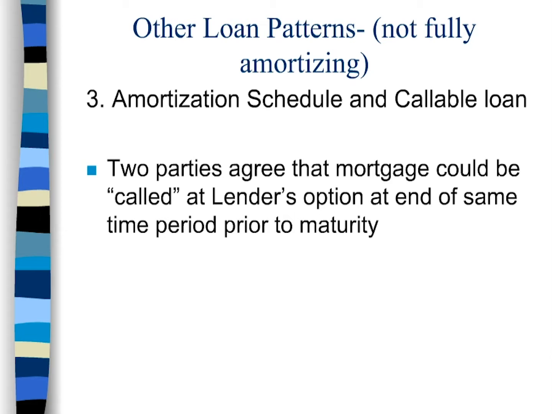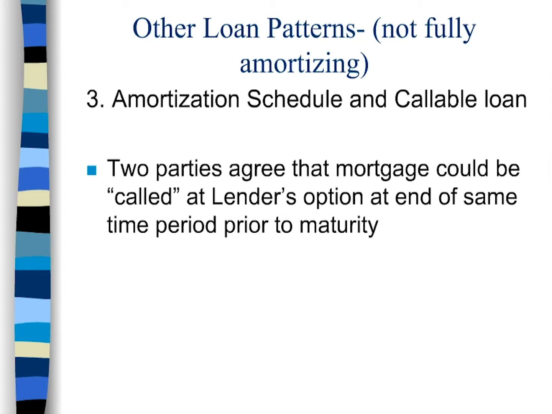Here, you'd set this up and say the two parties agree the mortgage could be called at the lender's option at the end of some time prior to maturity. So kind of like a bond could be called away. Here, the bank could call it away from you. And in this case, say interest rates had gone up a lot and the bank has a fixed rate interest, they fix it at 6%, and now interest rates are 7, 8, 9%.